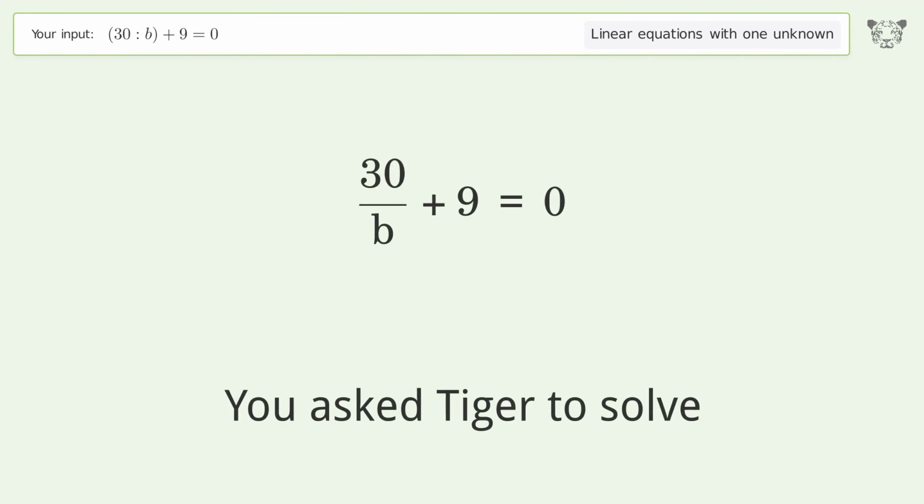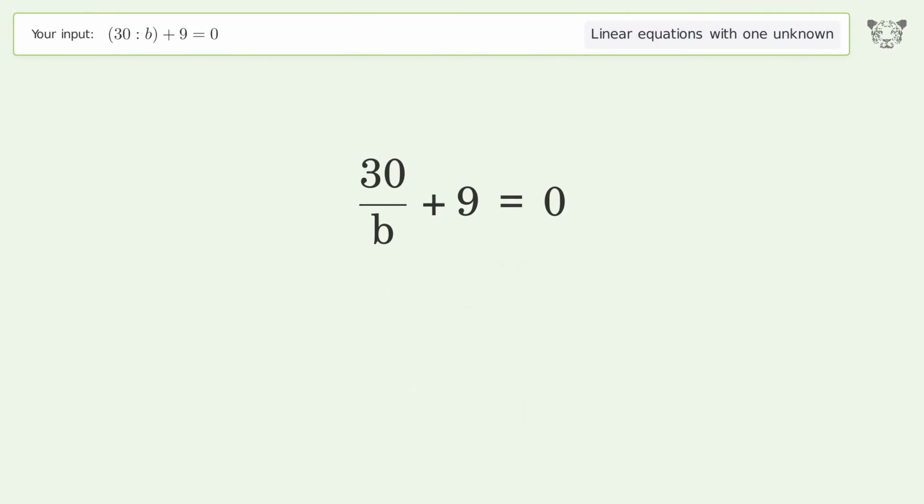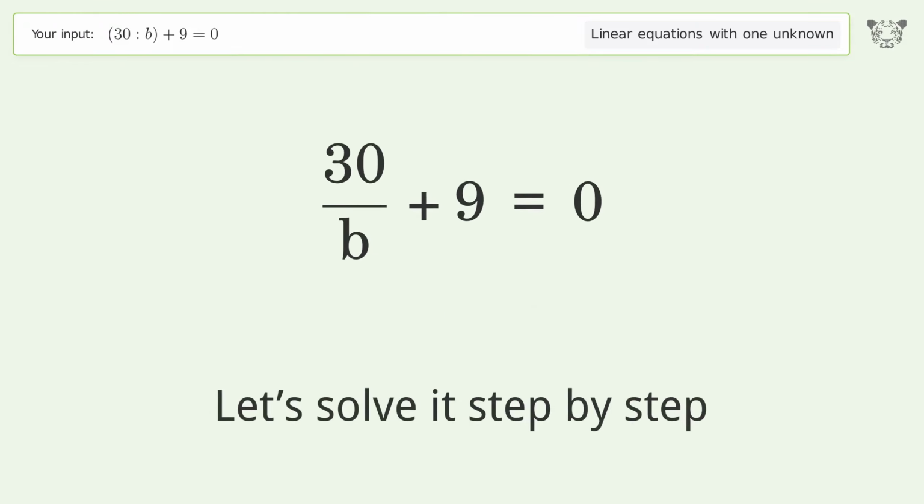You ask Tiger to solve. This deals with linear equations with one unknown. The final result is b equals -10/3. Let's solve it step by step.